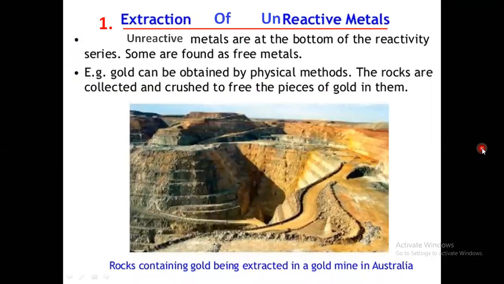Now, if we see the extraction of unreactive metals, then you will observe that unreactive metals, as you know, are present at the bottom of the reactivity series. As they are unreactive, they are found as free metals, meaning they occur in pure form only. They are not combined with any other element. They are not found in rocks in the form of compounds or ores. For example, gold. Clear?